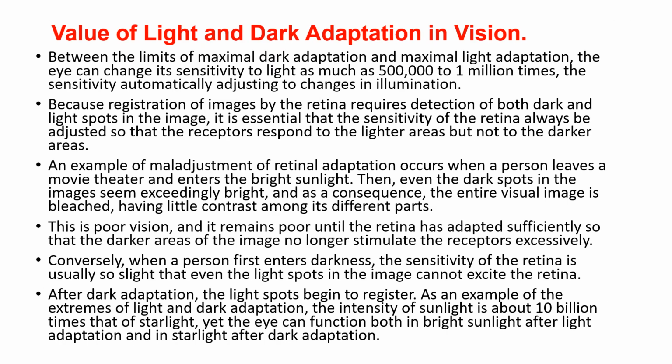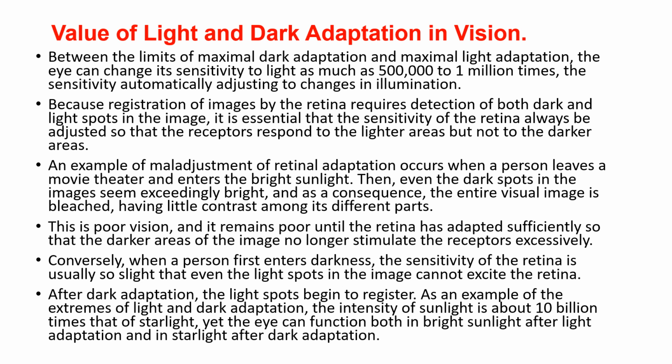Value of light and dark adaptation in vision. Between the limits of maximal dark adaptation and maximal light adaptation, the eye can change its sensitivity to light as much as 500,000 to 1 million times, the sensitivity automatically adjusting to changes in illumination. Because registration of images by the retina requires detection of both dark and light spots in the image, it is essential that the sensitivity of the retina always be adjusted so that the receptors respond to the lighter areas but not to the darker areas.